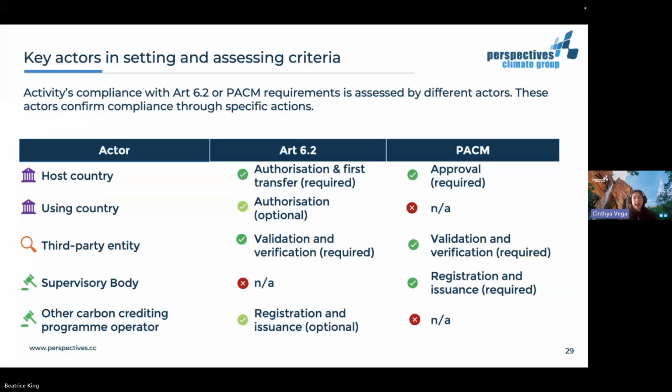Then we have a using country, and if you can just click through the slide, because we have an animated slide there.